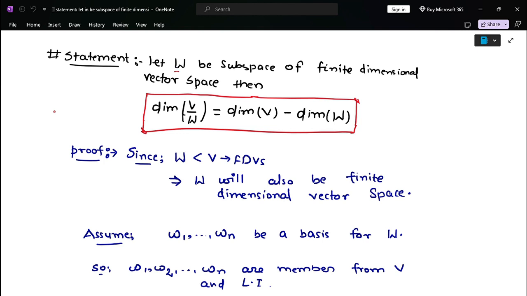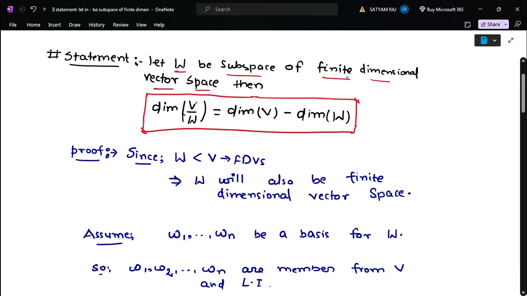When W is a subspace of a finite dimensional vector space V, then the dimension of V/W is equal to the dimension of V minus the dimension of W. This means that the quotient space generated by W has dimension equal to the dimension of the vector space minus the dimension of W. Okay, so we will prove this theorem.